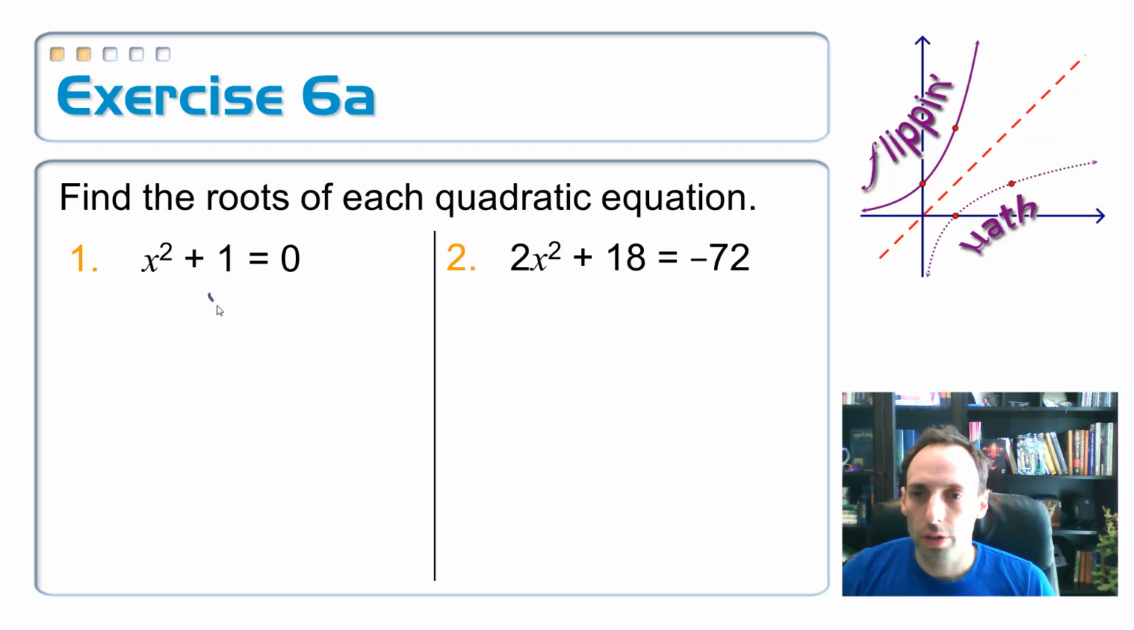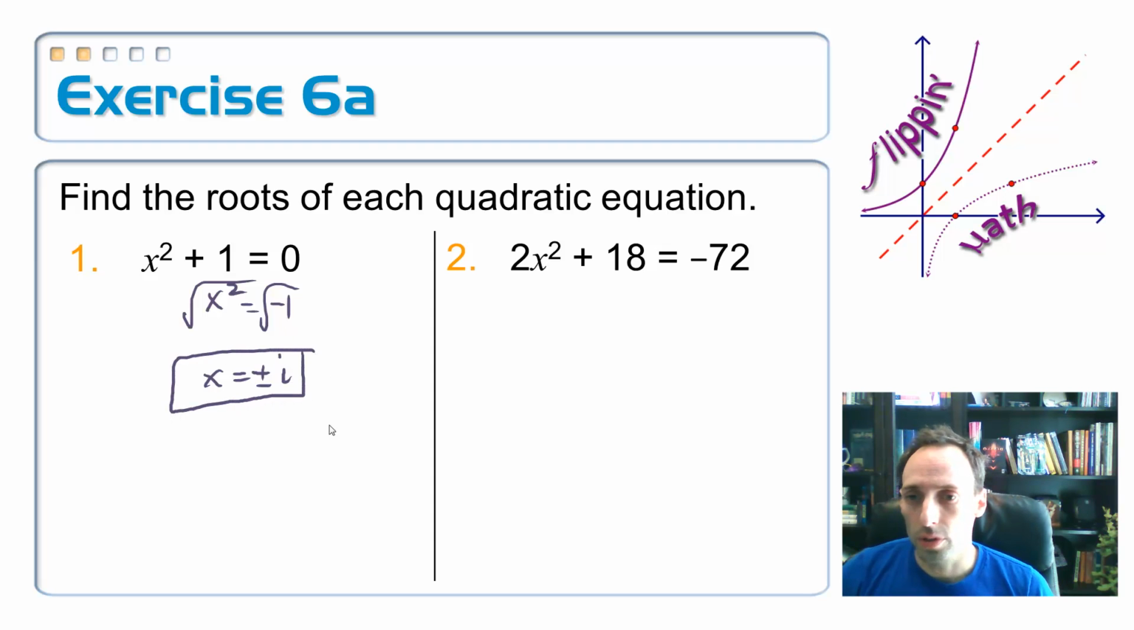So I'm going to subtract 1 here. X squared is equal to negative 1. Take the square root of both sides here. So x is equal to plus or minus, and what's the square root of negative 1? It's i. So there's my two solutions.